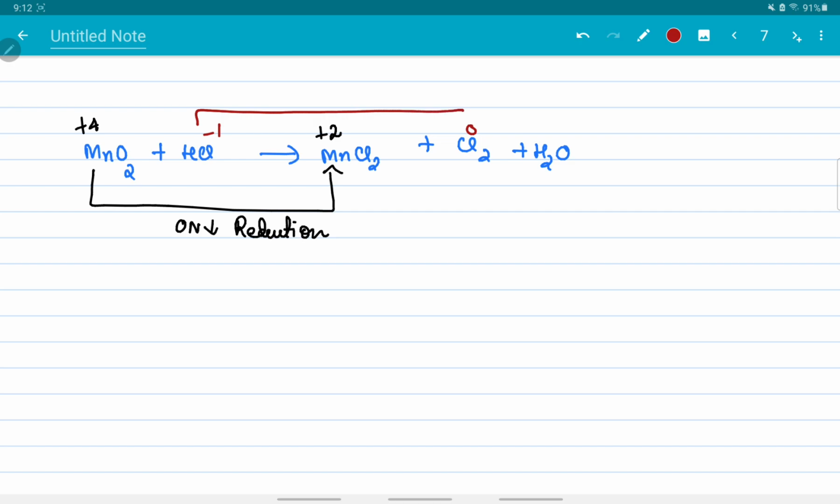So from here to here, from minus 1 it is going to 0. Minus 1 is less than 0, we know that. So from minus 1 it is increasing to 0. Here the oxidation number is increasing and it is getting oxidized, that is, oxidation is taking place. So we found our oxidation and reduction.